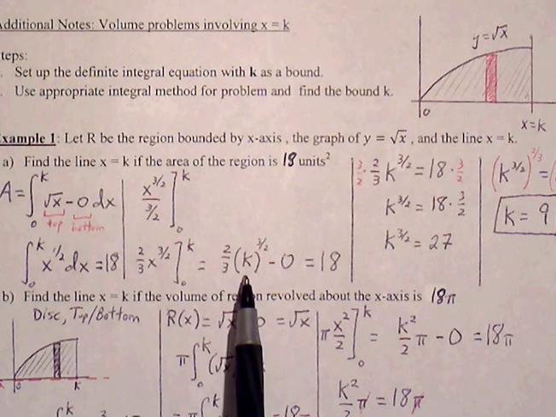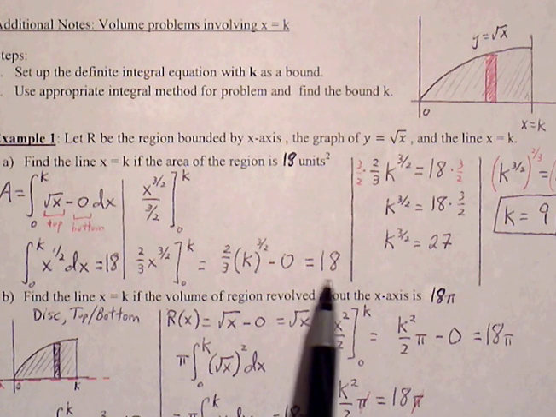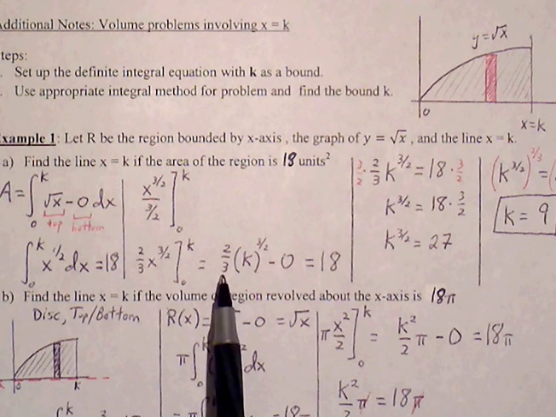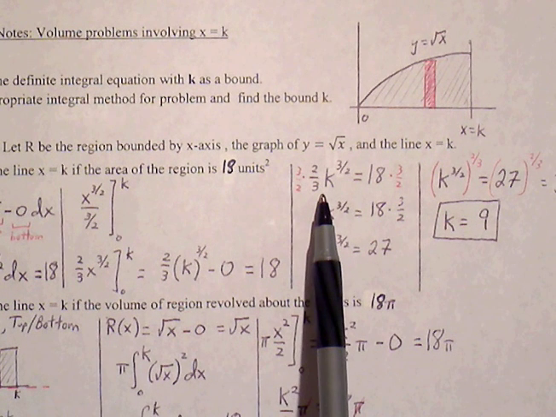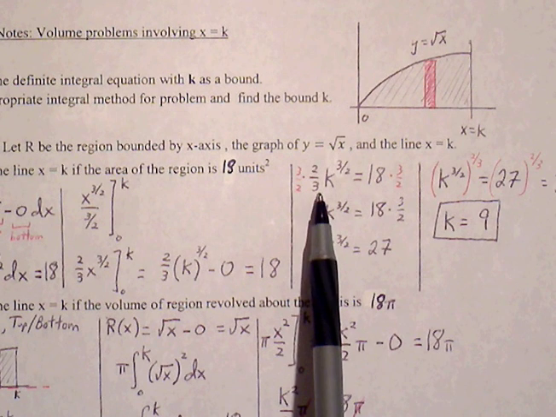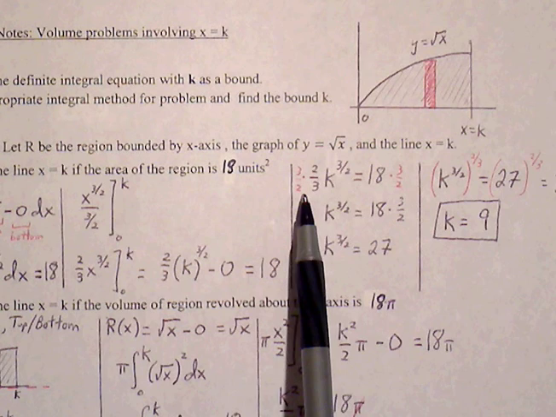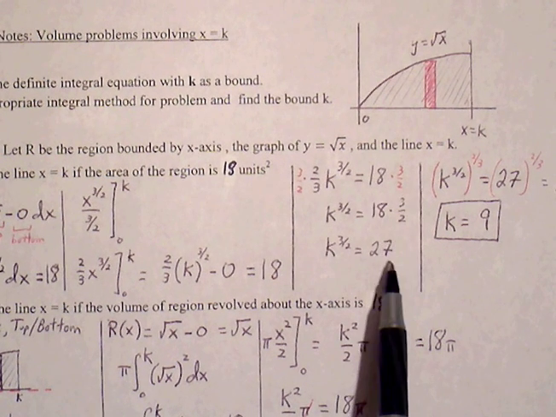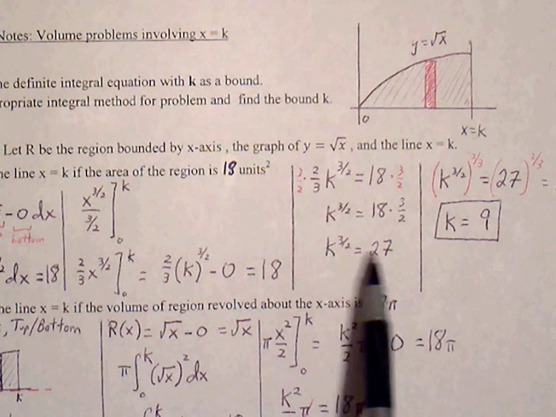So then we have F of b minus F of a is equal to what we know the area is, which is 18. So we're essentially solving this equation now. The 0 goes away. We're left with 2/3 k to the 3/2 is equal to 18. Divide both sides by 2/3, which is the same thing as multiplying by 3/2. So 18 times 3/2 reduces to 27. 18 divided by 2 is 9, 9 times 3 is 27.